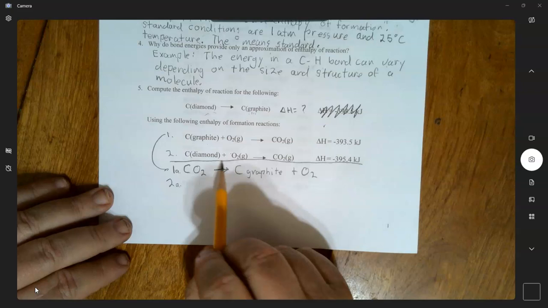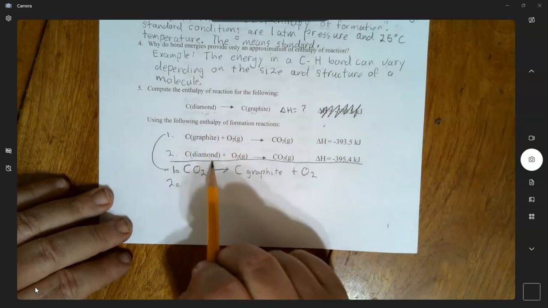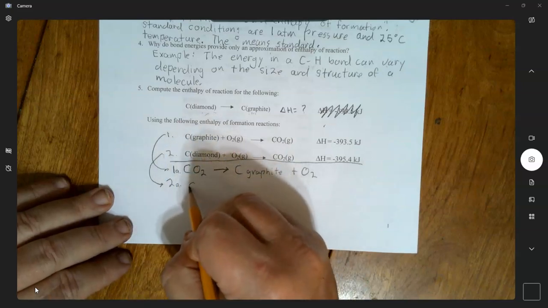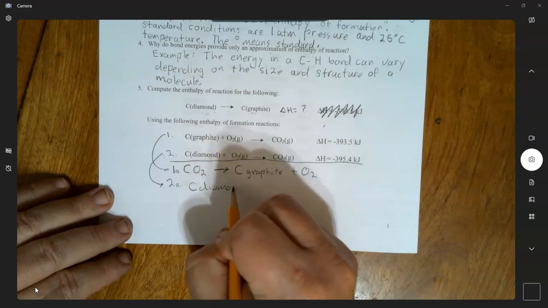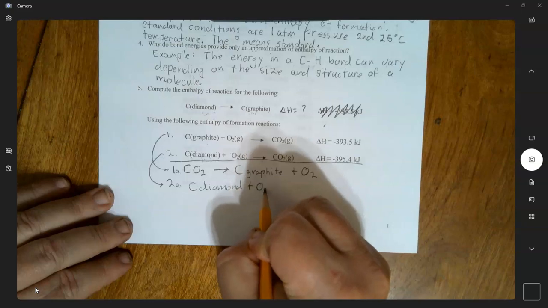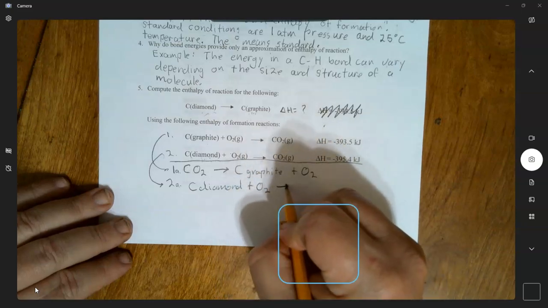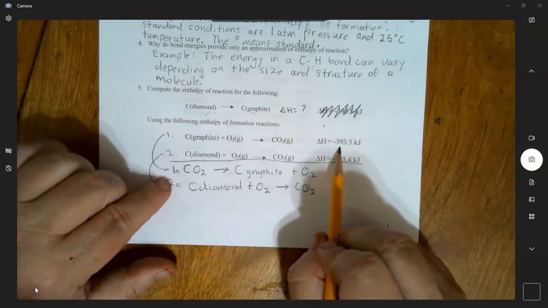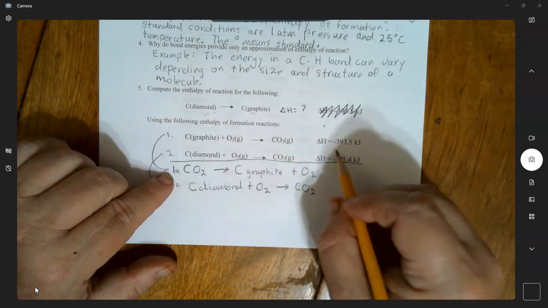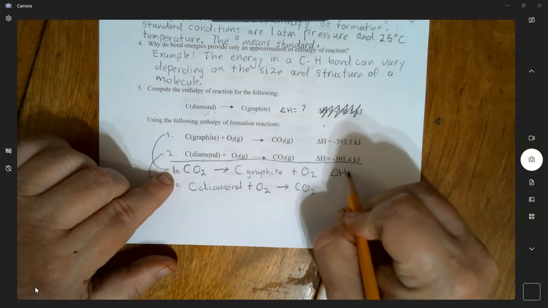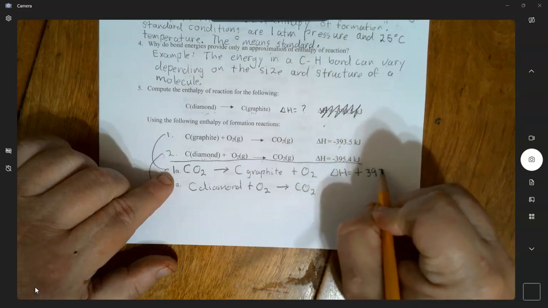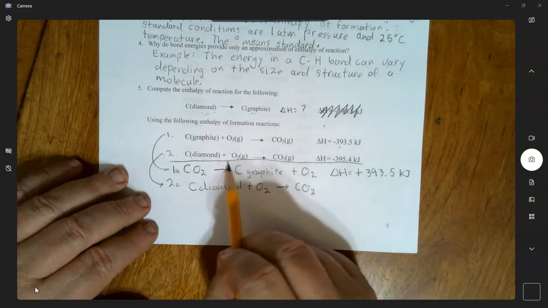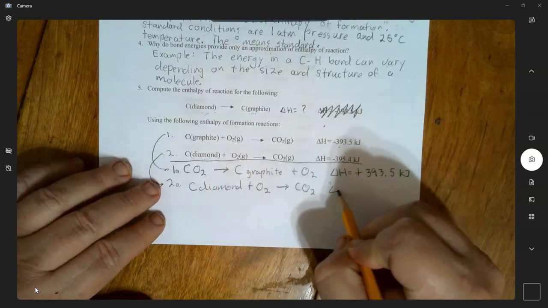Okay, and I'm jumping ahead here. The diamond needs to be on the left, and it is here in reaction number 2. So we're just going to leave reaction number 2 the way it is. Let me go to my enthalpy. Since I reversed this reaction, number 1 got reversed, I'm going to change the sign on this. Number 2 did not change, so that delta H stays the same.